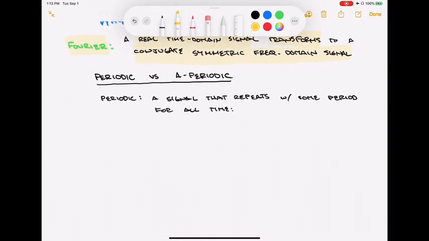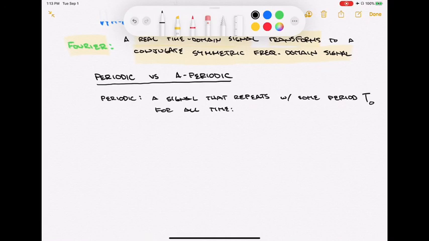Let's next look at this idea of periodic and aperiodic. I'm going to switch my lecture now to where I'm spending a little more time just writing things out. So a periodic signal, as I think many of you have seen before, is a signal that repeats itself with some period. Let's go ahead and call that period capital T, or we could even call it T naught, for all time. So we need that repetition. There needs to be a repeating pattern in the signal, and it needs to repeat for all time.